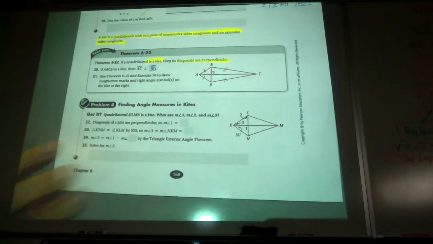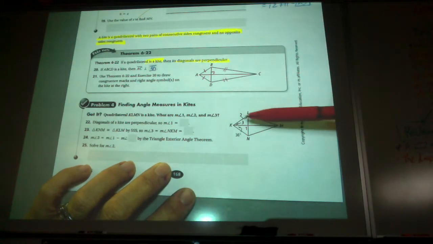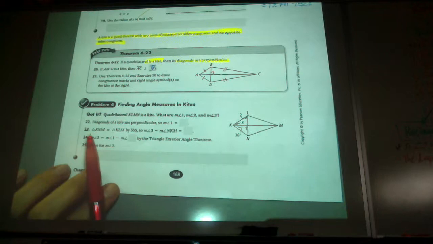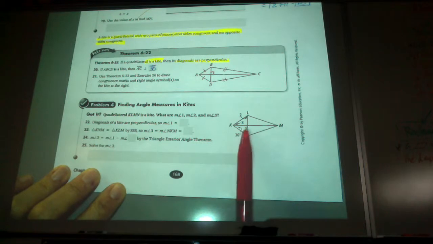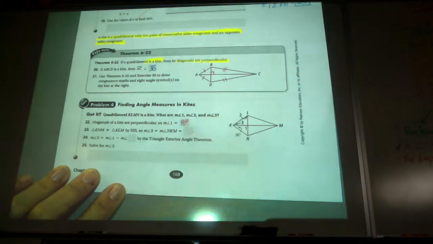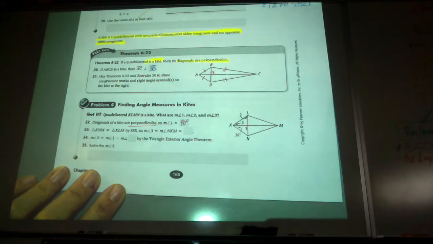So let's look at a problem involving kites. Quadrilateral KLMN is a kite. What are the measures of angle 1, 2, and 3? So all they've given us is that this angle here is 36 degrees. So they're going to walk you through this. Diagonals of a kite are perpendicular, so the measure of angle 1 right here, what do we know about that measure? It's 90 degrees. Perpendicular lines give you right angles.